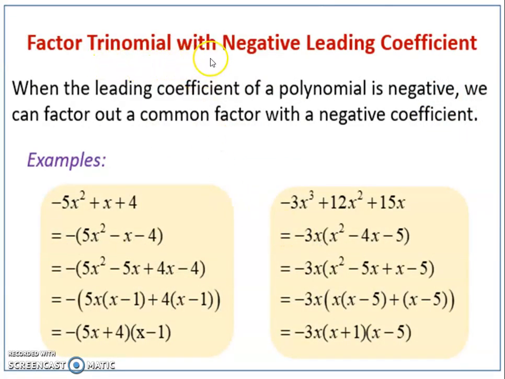Factor a trinomial with a negative leading coefficient. When the leading coefficient of a polynomial is negative, we can factor out a common factor with a negative coefficient. Meaning, if the coefficient of x² is negative, we have to take the minus sign outside the bracket. So what remains in the bracket is 5x² − x − 4.